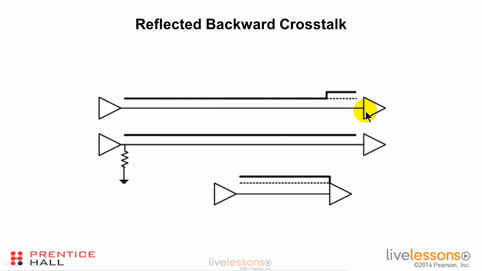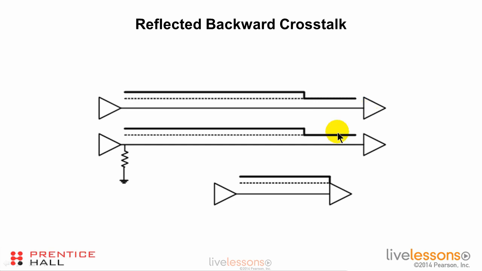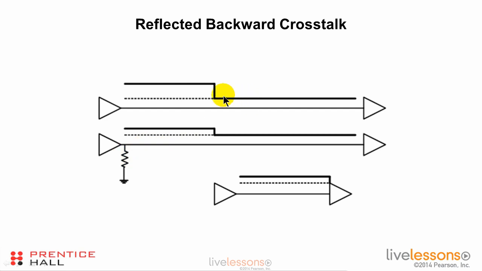And we're going to let this run one more time, at least for part of it. This is where we were at the end of the last animation. This backward crosstalk signal comes back and gets absorbed, does not reflect. This backward crosstalk signal reflects and moves forward and comes down to the far end of the victim trace.